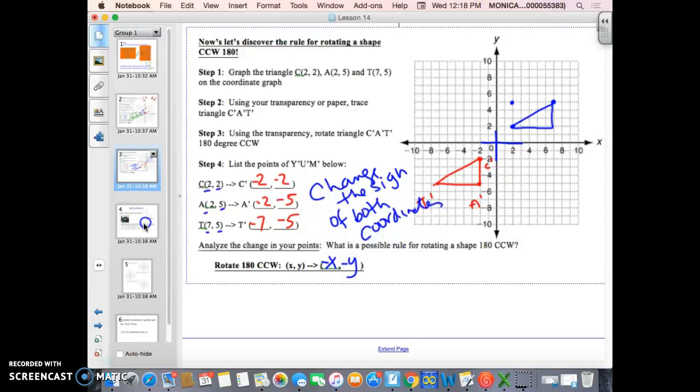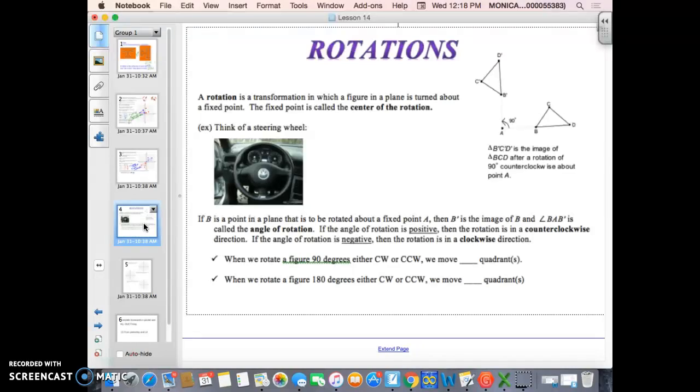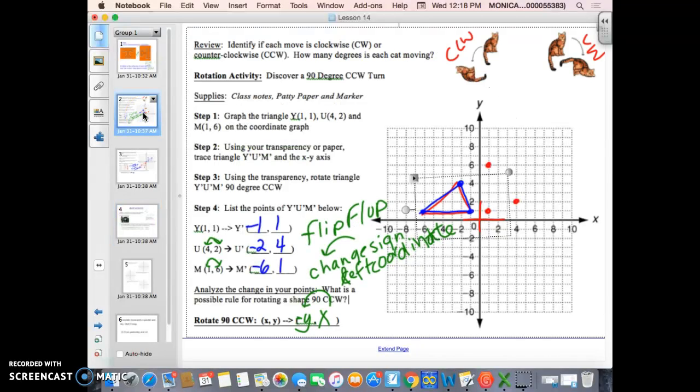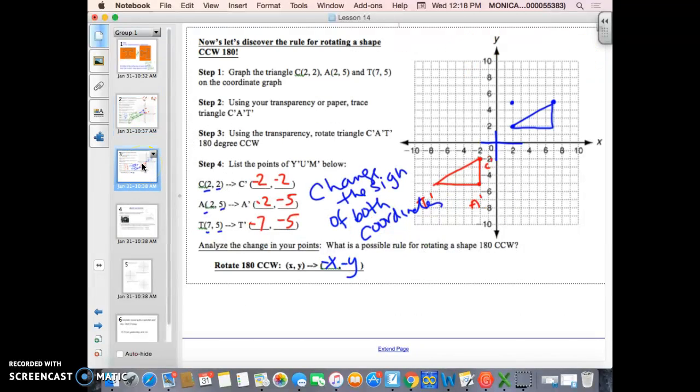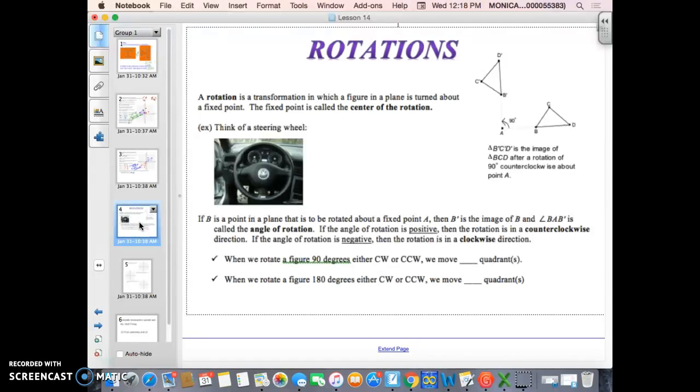All right, here's some rules and some words describing what we just did. So think back, when we rotated 90 degrees, we turned our figure, we went from this quadrant, 1 quadrant over, and when we did a 180-degree turn, we went twice. The first turn was a 90-degree counterclockwise, and then the second turn brought us into the second quadrant. So when we're filling this in, we're going to say, when we rotate a figure 90 degrees, clockwise or counterclockwise, we move 1 quadrant, and when we move a figure 180 degrees, we go 2 quadrants.